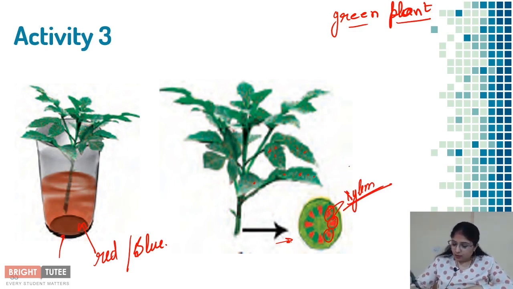And this is the enlarged view of the end of the stem, right? You can check it out under the microscope, or you can use a magnifying glass. You will be able to see how the movement of water took place from the colored bowl towards the leaves, right?